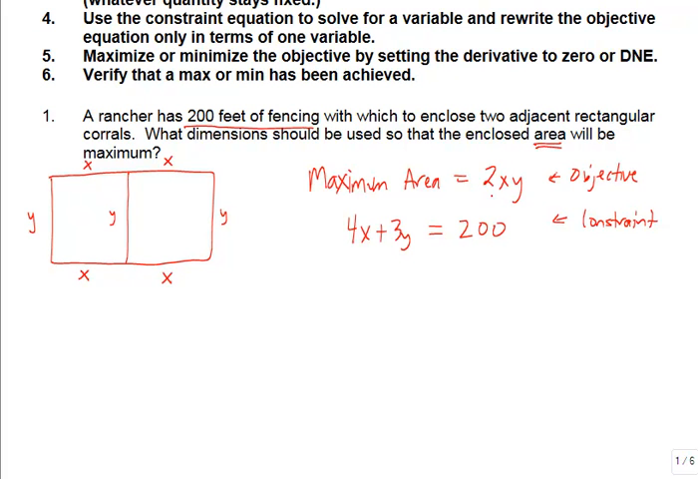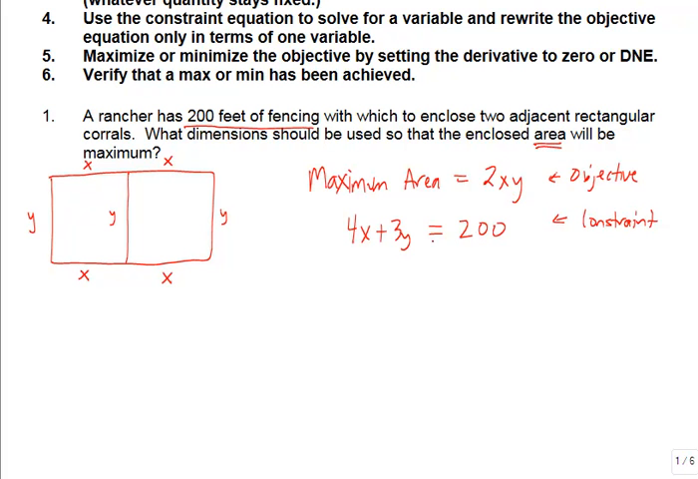Now, unfortunately, there's too many variables in this 2xy for us to take a derivative right away. So that's where the constraint comes in. We're going to use the constraint to solve this for either x or y, whichever one is easier, so that we can then substitute that expression into our objective function up here and eliminate one of the variables.